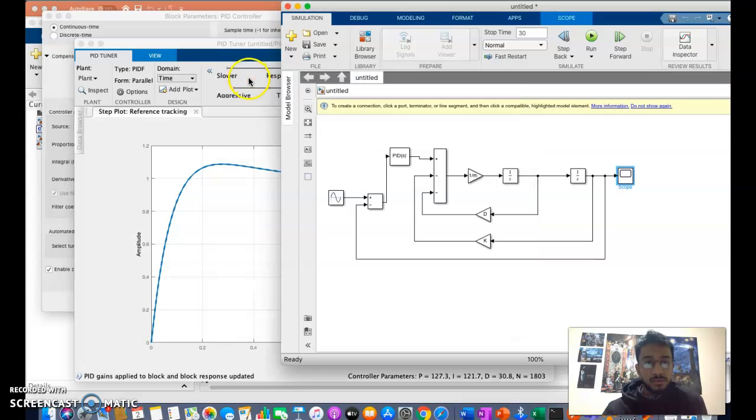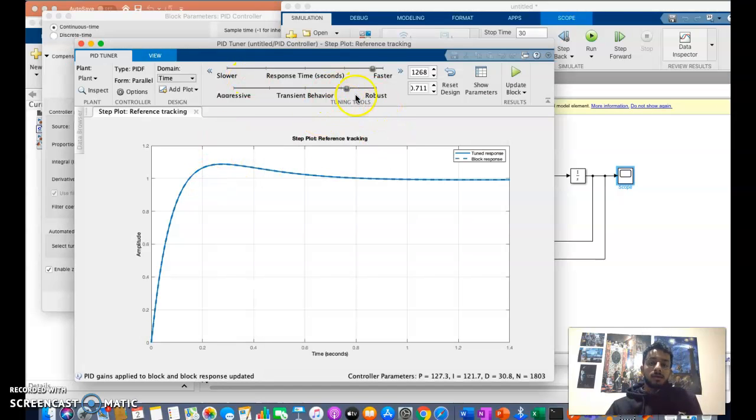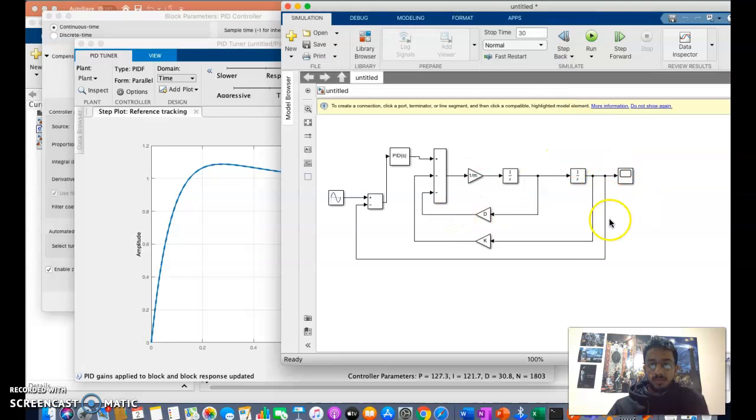So with more tuning, let it be perfect, and we will get a perfect sine wave. So that was the whole process for a PID controller, and that's it all.